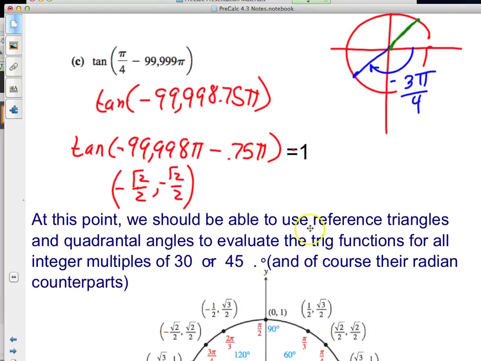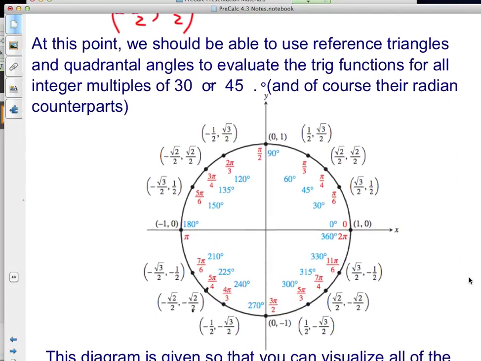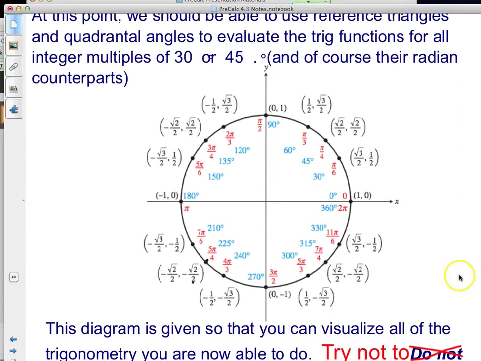At this point, we should be able to use reference triangles and quadrantal angles to evaluate the trig functions for all integer multiples of 30 and 45, and of course, their radian counterparts. And don't forget about 60. Hey, we already filled this out. This is the same diagram. It was in our notes the whole time? Wow, cool.